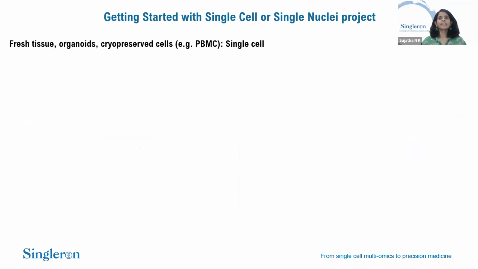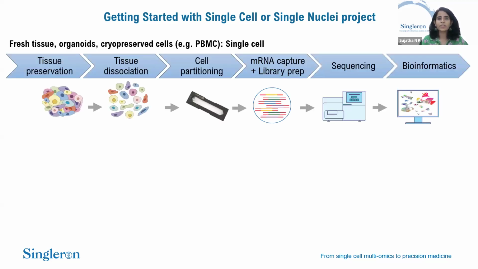So you've decided to get started with a single cell project. What you first need, of course, is your tissue. So if you want to do single cell work, you have to have fresh tissues. It can be organoids, spheroids, etc. Or you need to have cryopreserved cells. Example is PBMC. So if these are your tissue types, you can go with this workflow. If it's a tissue, you need to preserve and dissociate it, and then you go down the workflow. If it's cryopreserved cells, then you don't need to do any dissociation. You directly load the samples and carry on with the workflow.